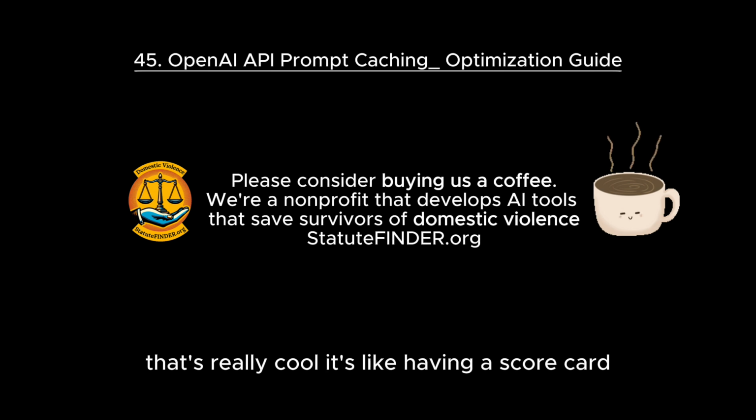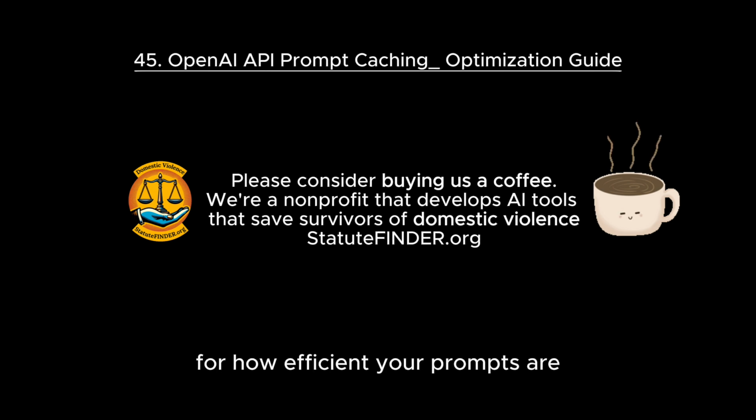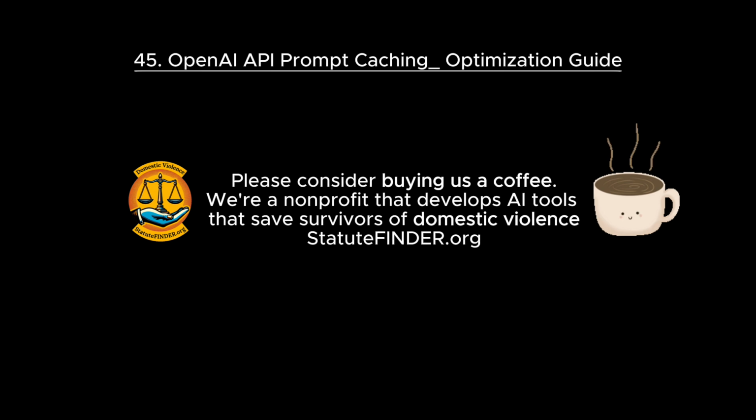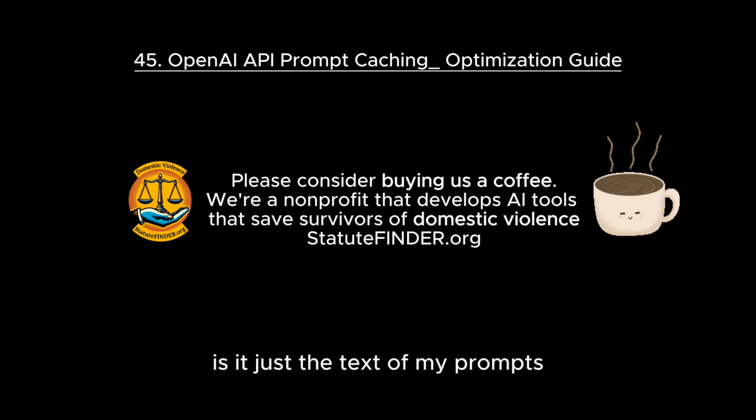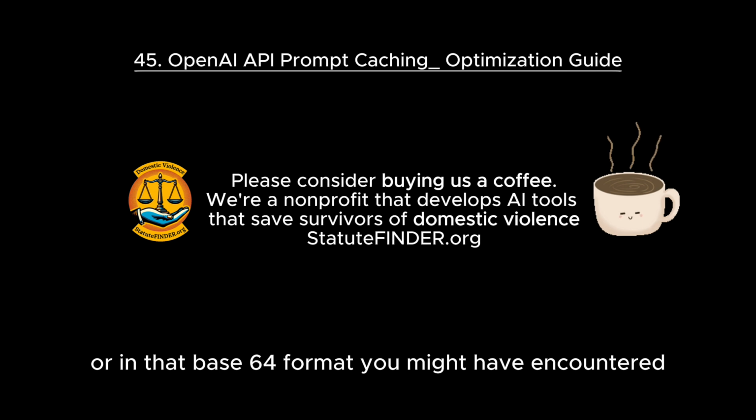That's really cool. It's like having a scorecard for how efficient your prompts are. But before we get too deep into that, I'm curious about what kinds of things can be cached. Is it just the text of my prompts, or can other elements be stored as well? It's definitely not just text. The system can actually cache your entire conversation history: the system messages, your messages, and the assistant's responses. It can also cache images, whether they're included as links or in that base64 format you might have encountered.